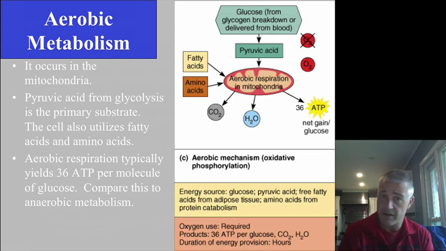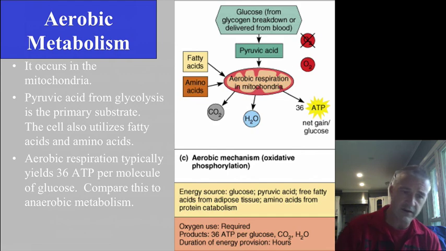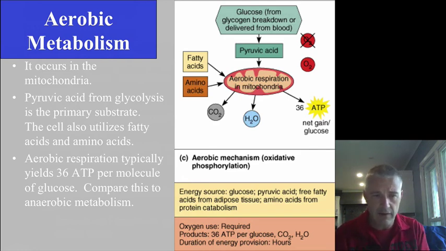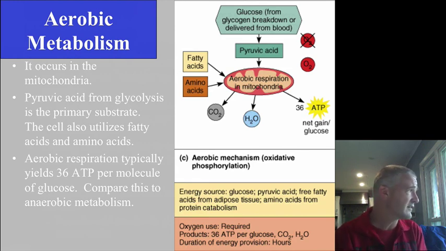And again, this is happening in the mitochondria. That pyruvic acid goes through the Krebs cycle, then goes to the electron transport chain, and is going to yield a much higher number of ATP per molecule of glucose versus 2 from anaerobic. Again, a much more efficient mechanism. This is ideally what we want to be doing. This is the type of activity you can sustain in the case of marathon running or ultra marathons for hours on end.